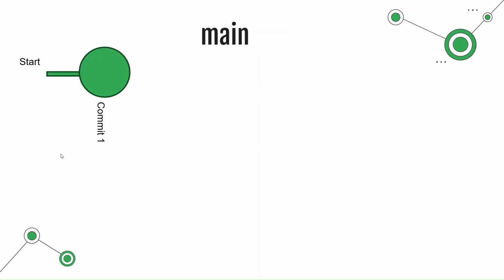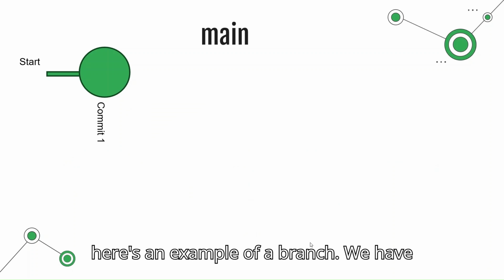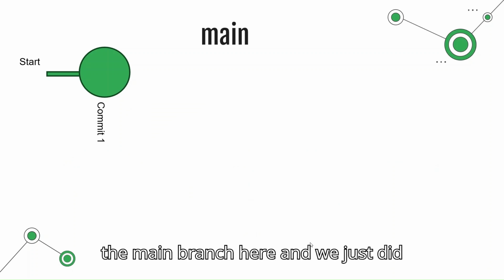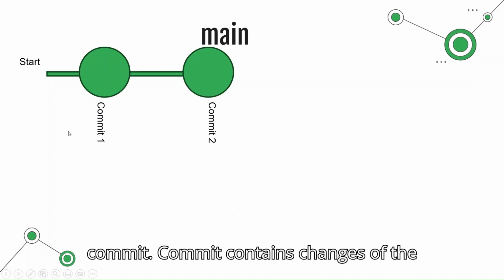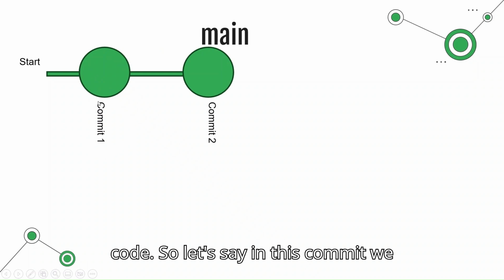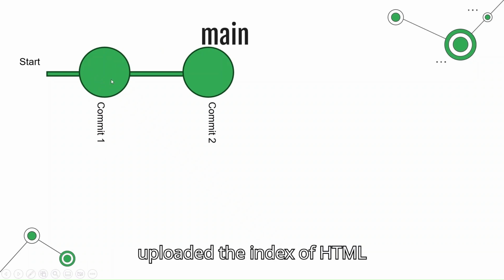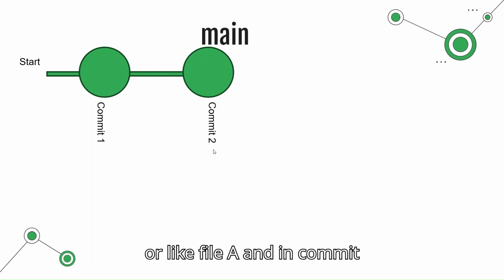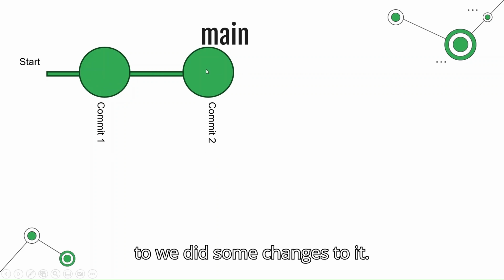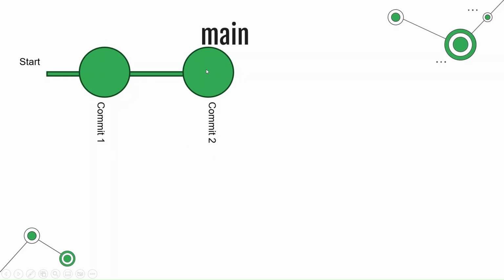Moving forward, here's an example of a branch. We have the main branch here, and we just did our first commit. We did another commit. A commit contains changes of the code, so let's say in this commit we uploaded the index.html or like file A, and in commit 2 we did some changes to it.